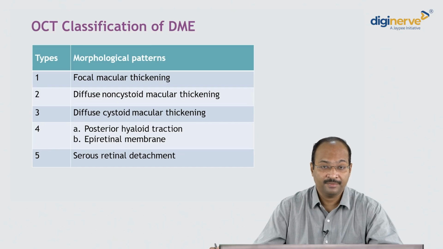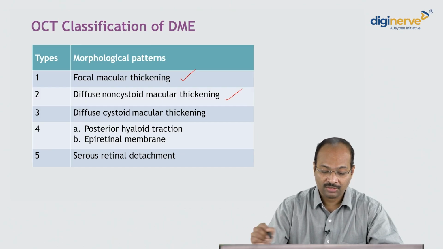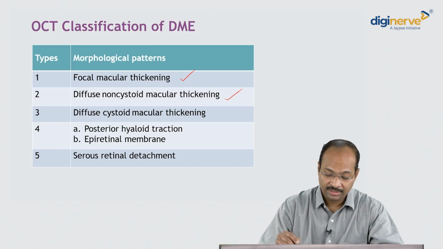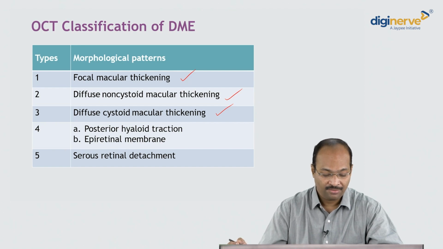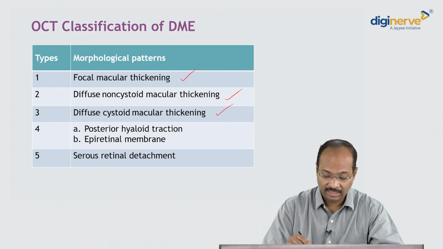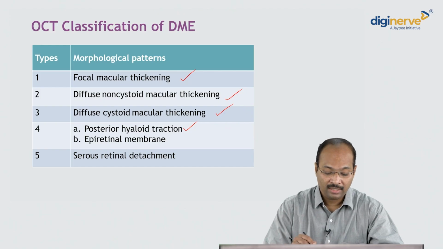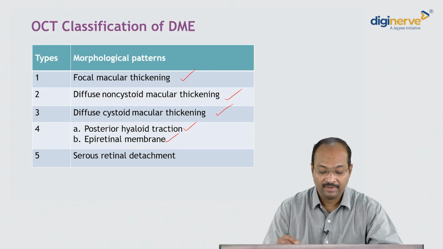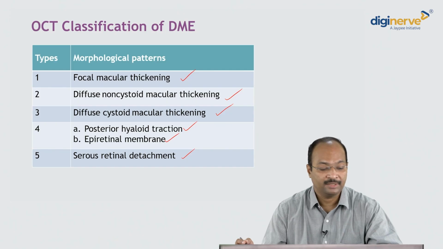There are 5 types. First, focal macular thickening. Number 2, diffuse non-cystoid macular thickening. 3, diffuse cystoid macular thickening. 4 has 4A, posterior hyaloid traction, 4B, epiretinal membranes, and 5, serous retinal detachments.